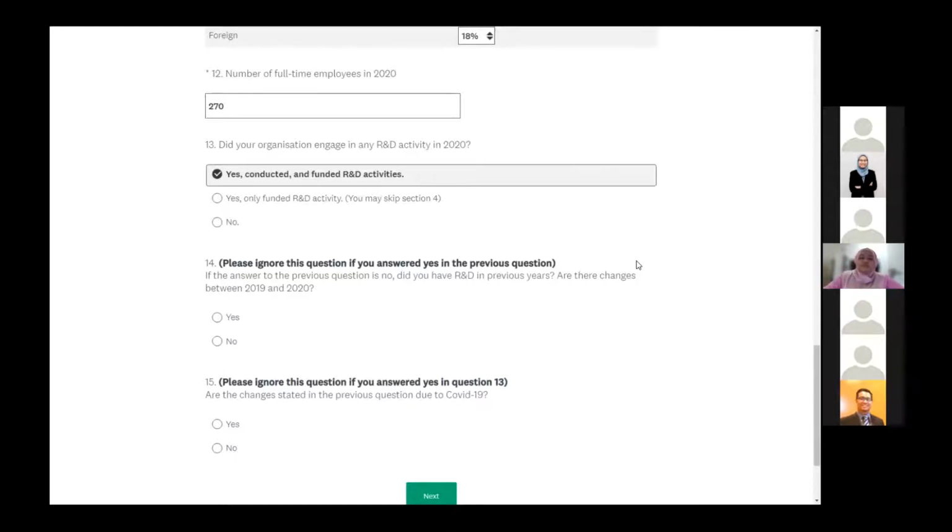So there's a difference here, and the importance is because if you do not have any staff within your own company, you would skip section 4. And once you have answered either one of these, you may skip questions 14 and 15, which I believe most of you, all of you would, because coming here means that you have had 2020 activity for R&D. So next, please.